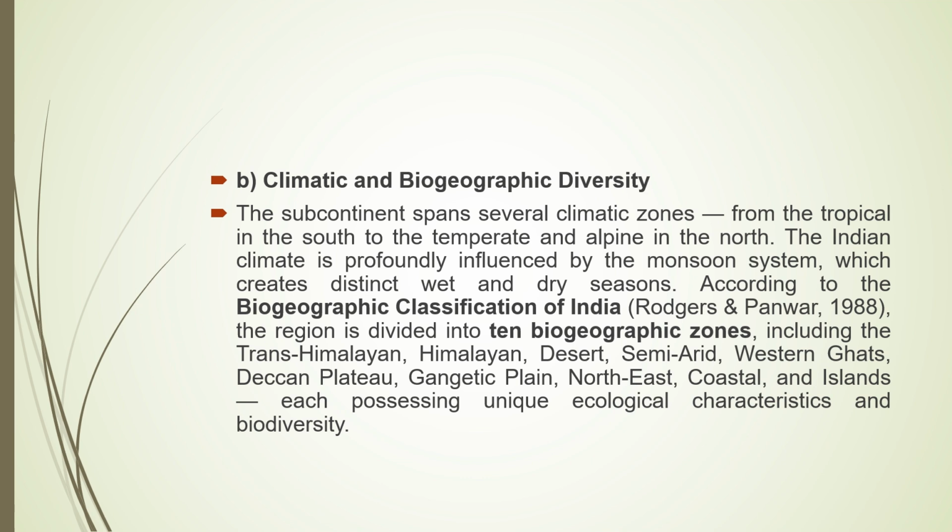Climatic and biogeographic diversity. The subcontinent spans several climatic zones, from the tropical in the south to the temperate and alpine in the north. The Indian climate is profoundly influenced by the monsoon system, which creates distinct wet and dry seasons. According to the Biogeographic Classification of India, Rogers and Panwar, 1988, the region is divided into 10 biogeographic zones, including the Trans-Himalayan, Himalayan, Desert, Semi-Arid, Western Ghats, Deccan Plateau, Gangetic Plain, Northeast, Coastal, and Islands, each possessing unique ecological characteristics and biodiversity.